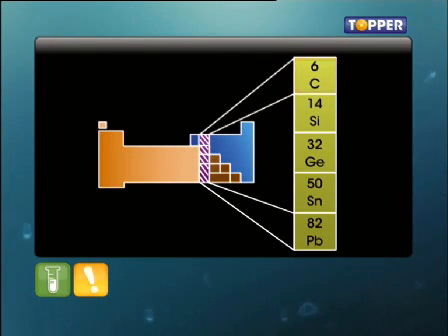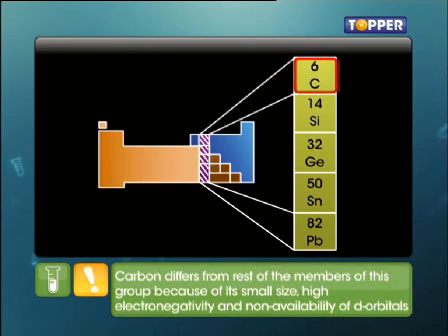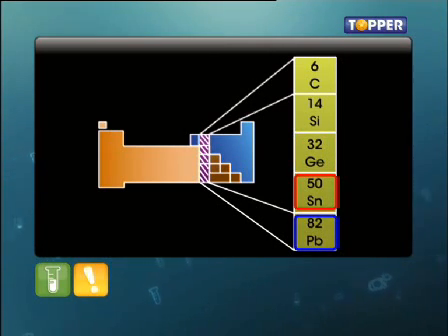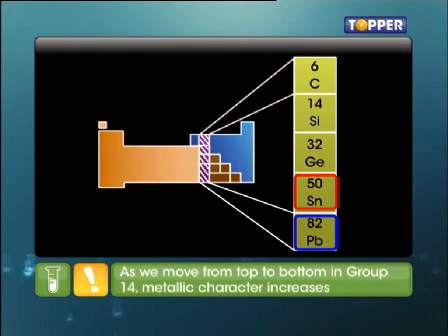Carbon is the first element of this family. It differs from the rest of the members of this group because of its small size, high electronegativity and non-availability of d orbitals in its valence shell. In this group, carbon and silicon are non-metals. Germanium is a metalloid, which means that it shows both metallic and non-metallic properties. Tin and lead are metals. In conclusion, the general trend is that as we move from top to bottom in group 14, metallic character increases.